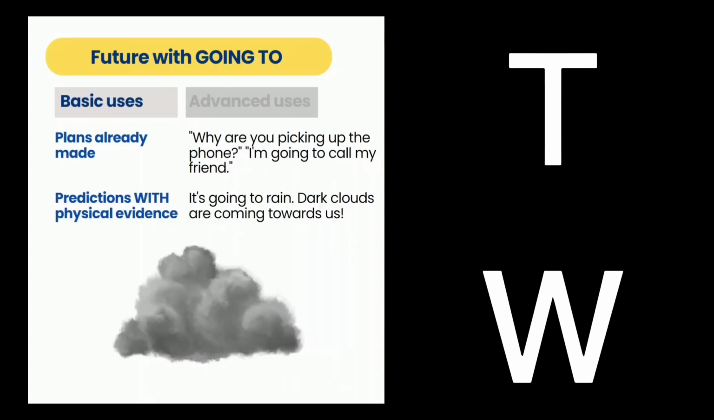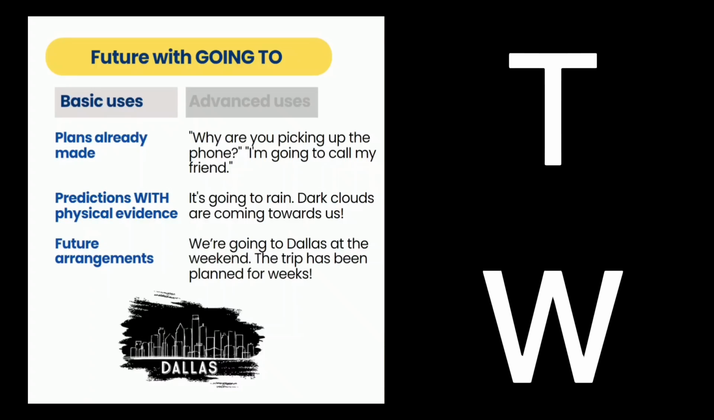And if you do have physical evidence for a future prediction, use going to instead of will. It's going to rain. Dark clouds are coming towards us. I have evidence. I have more certainty. So going to shows that extra certainty. Going to usually makes the future more concrete, more set in stone and fixed.